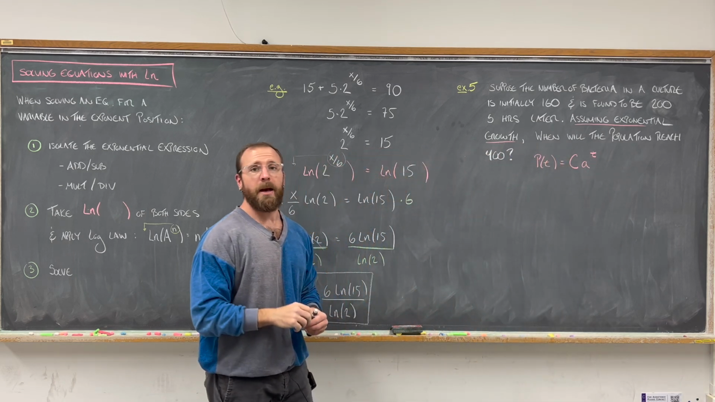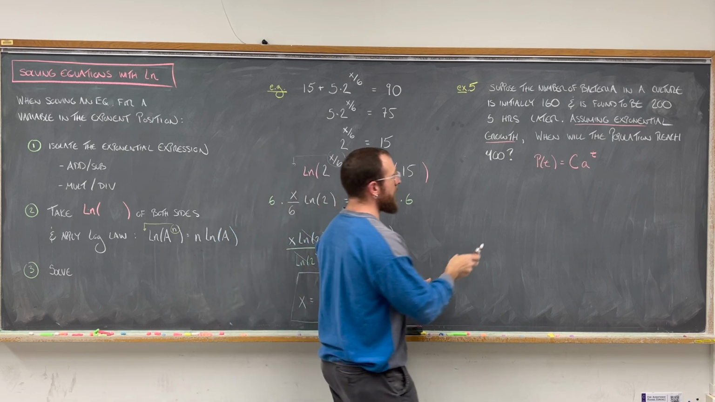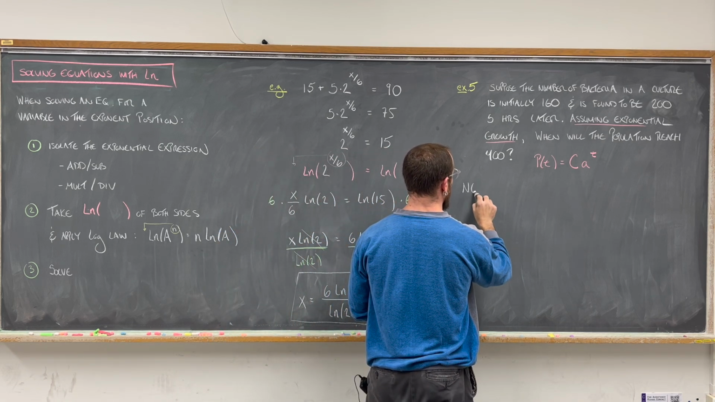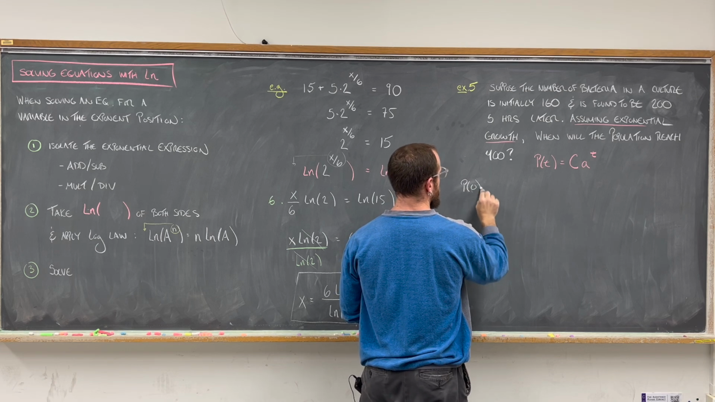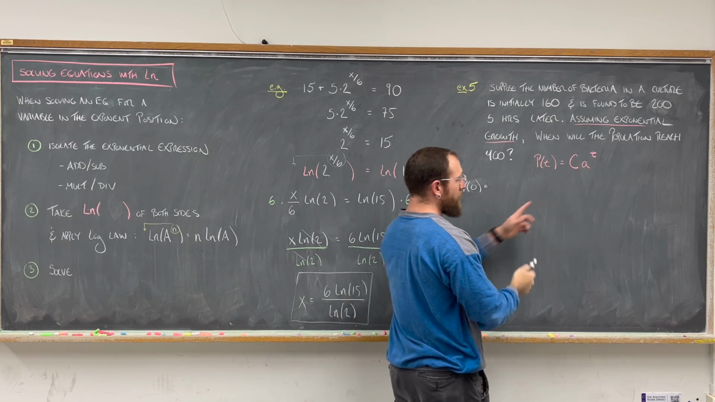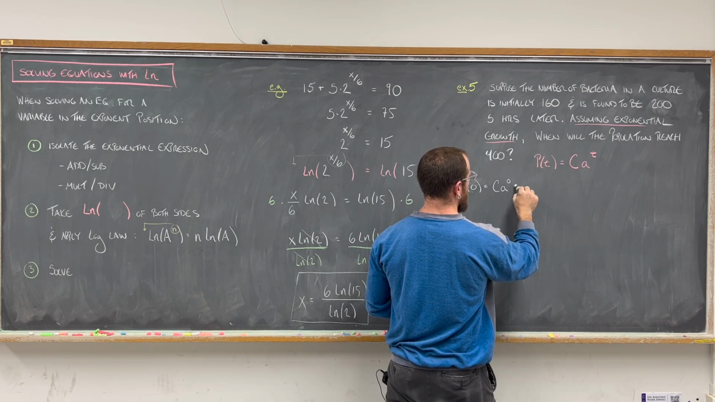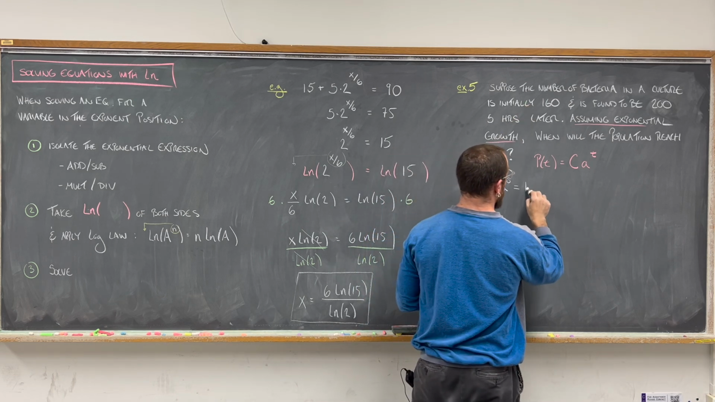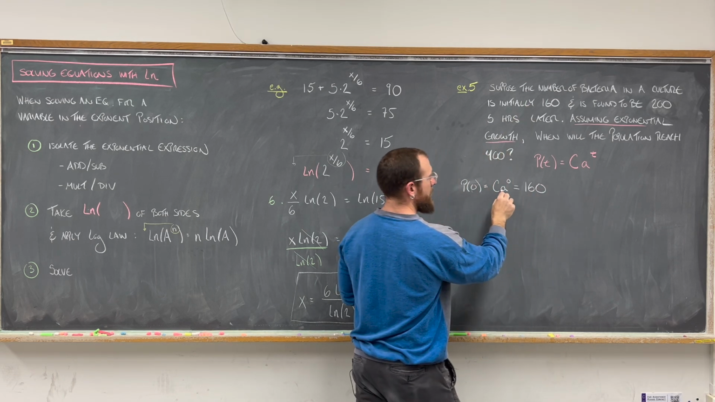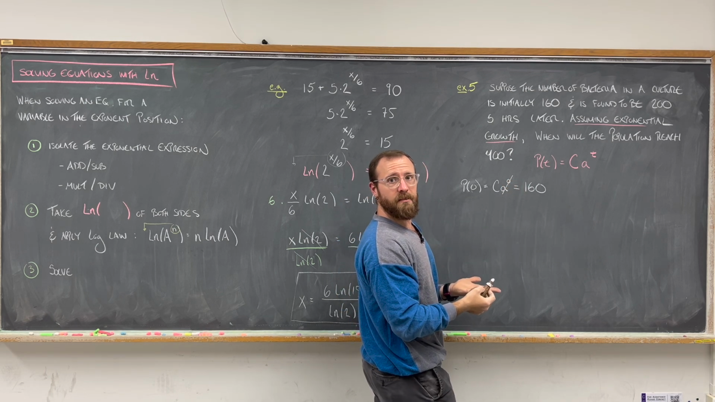Okay, and I'm actually going to have to find that function. Now this is a review from what we were doing last week, so maybe I can go a little quickly through this. I'm told that the population at time 0, which according to my model would be c times a to the 0, is 160. And since a to the 0th power is just 1, that tells me that c is 160.